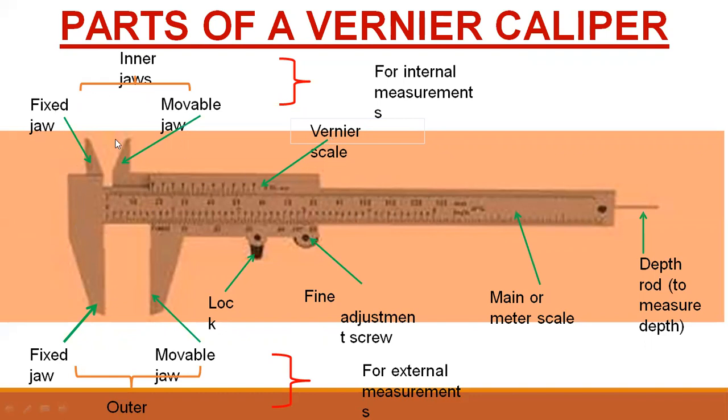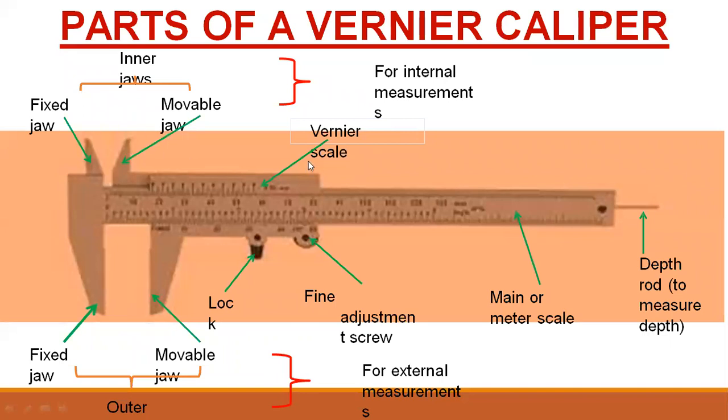These two jaws, the fixed jaw and movable jaw on the top side, are known as top jaws or upper jaws, and these are for measuring the inner diameter of things. That is why we call them inner jaws. So top jaws are called inner jaws, while the lower jaws are called outer jaws. Clear? These jaws are used to measure the outer diameter of any tool or object. These upper jaws, the inner jaws, are used to measure the inner diameter of any object. Now this is clear: main scale and vernier scale.